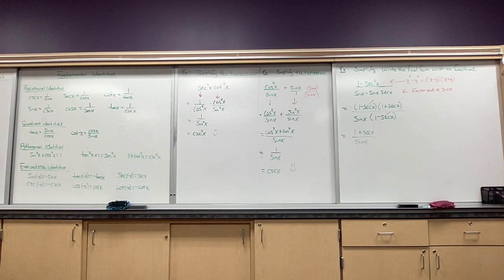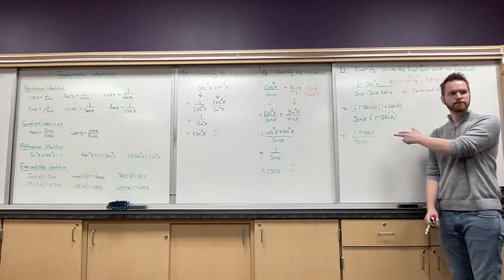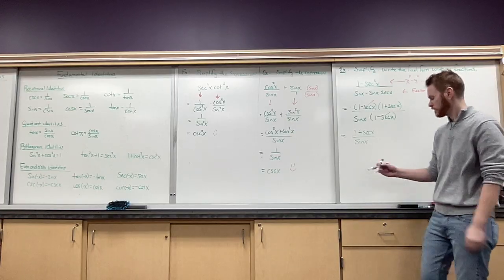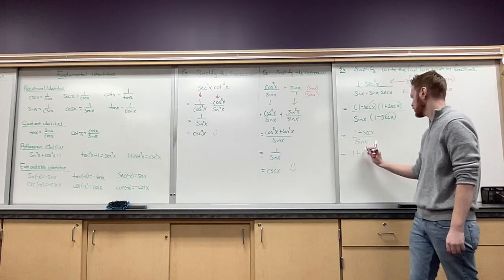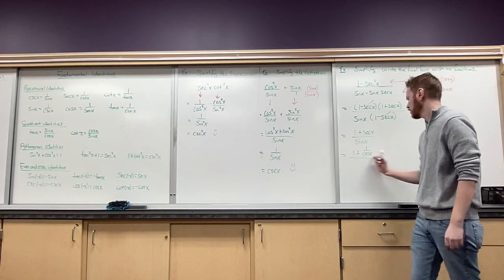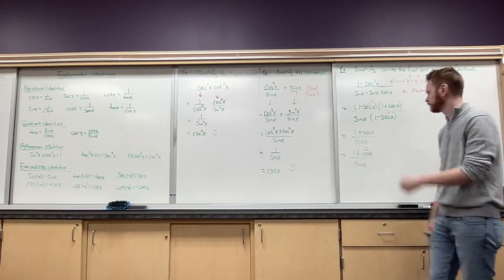Oh. Missed that. Now, look at my instructions. We don't want fractions. Okay? Don't know why. There's a reason why we don't want fractions, because we're probably going to use it in something else. So how can I do this? Well, what is secant again? Secant's what? 1 over cosine. So let's use that property. Okay? So it'll be 1 plus 1 over cosine of x over sine of x.